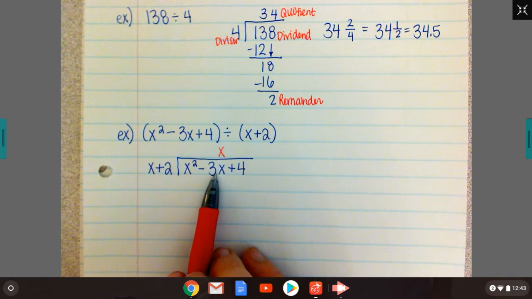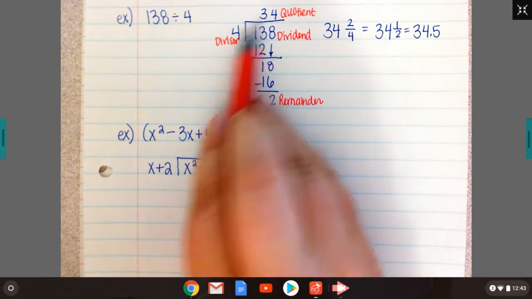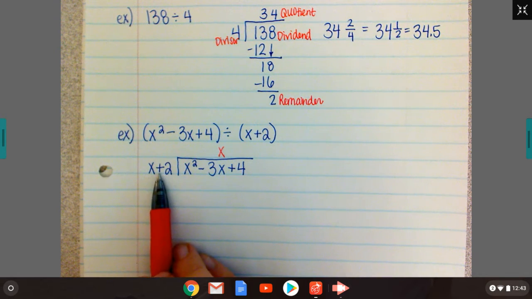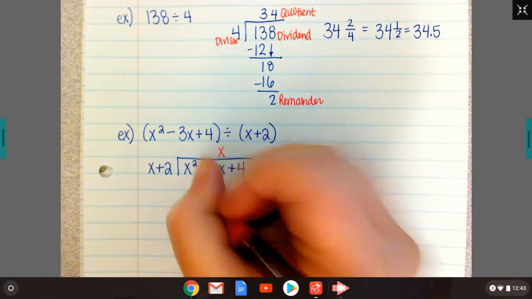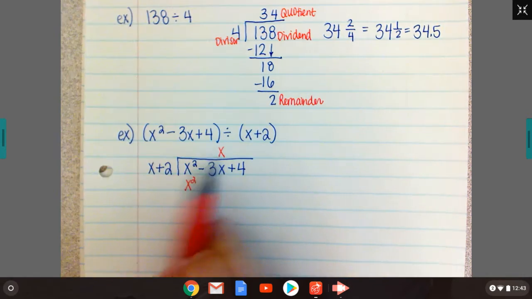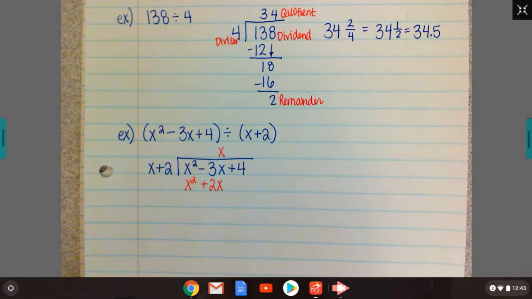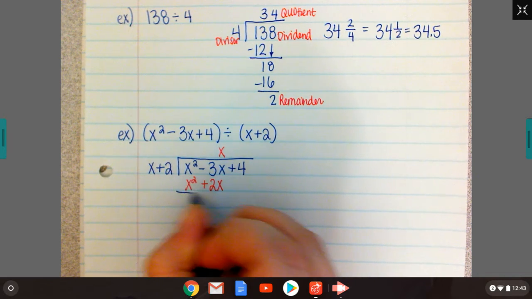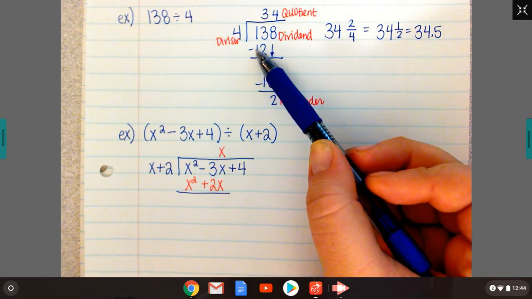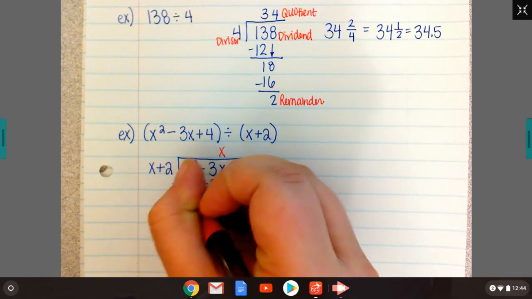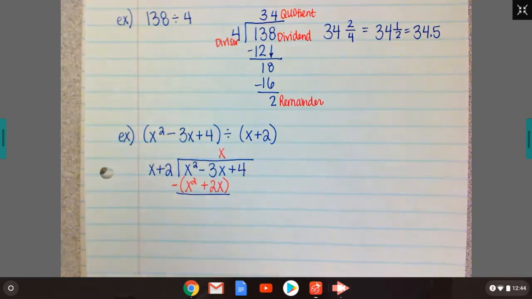We're going to keep our degrees lined up. So just like I did here, 4 times 3 is 12, I'm going to do the same thing here. x times the quantity x plus 2 is, well, x times x is x squared, and x times 2 is 2x. And I lined those up with the degrees they belong with. Now here's what's next: we subtract. We're going to do the same thing here, but just be careful, we're going to subtract the entire thing. So I'm going to put parentheses around it so I make sure I subtract the whole thing.